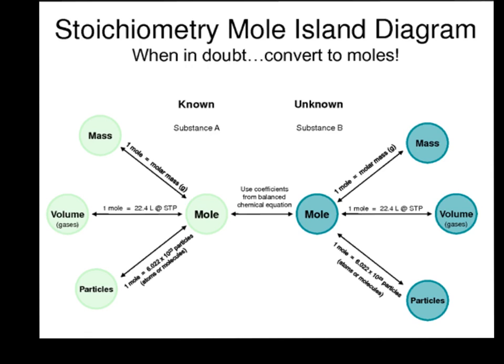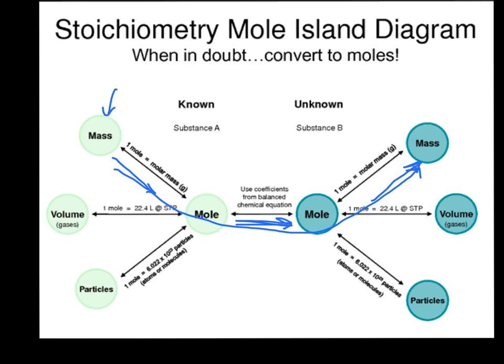For instance, you might be given the mass of a reactant and be asked to calculate the mass of a product. You would change grams to moles using the molar mass, and then you use the mole ratio, which you get from the balanced equation, to find the moles of the product, and then you go ahead and use the molar mass to find the mass of the product.